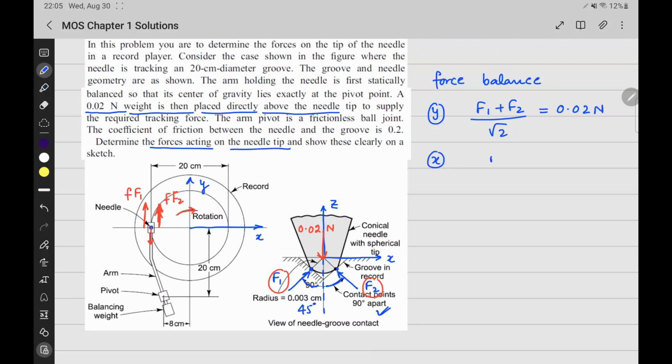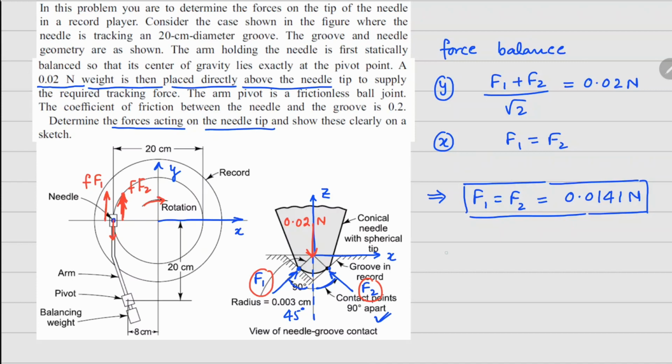And from the x direction we are expecting F1 equals F2. So if I solve for the value of F1 and F2 in this case, this will come out as 0.0141 newtons. So this is the normal force at the needle tip, and the total friction force in this case is going to be the friction coefficient times F1 plus F2, and since the coefficient of friction is 0.2, this total force comes out to be 0.0028 newtons.